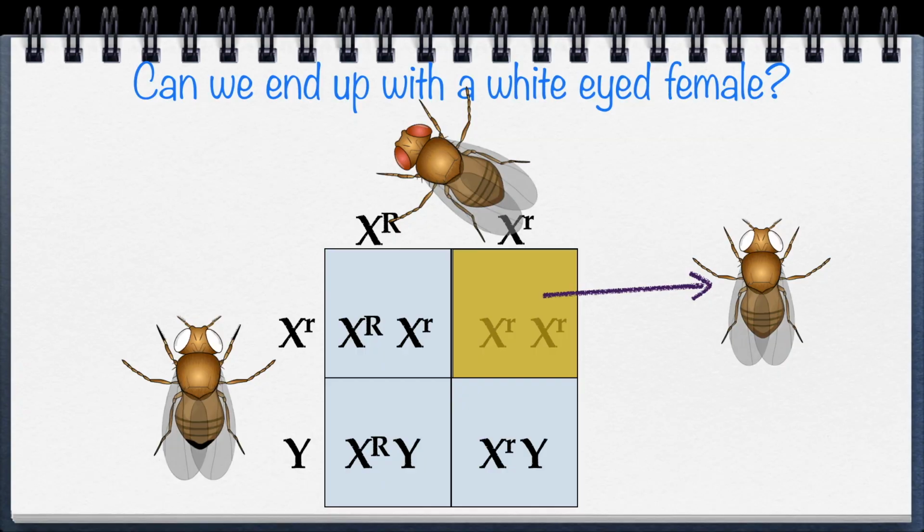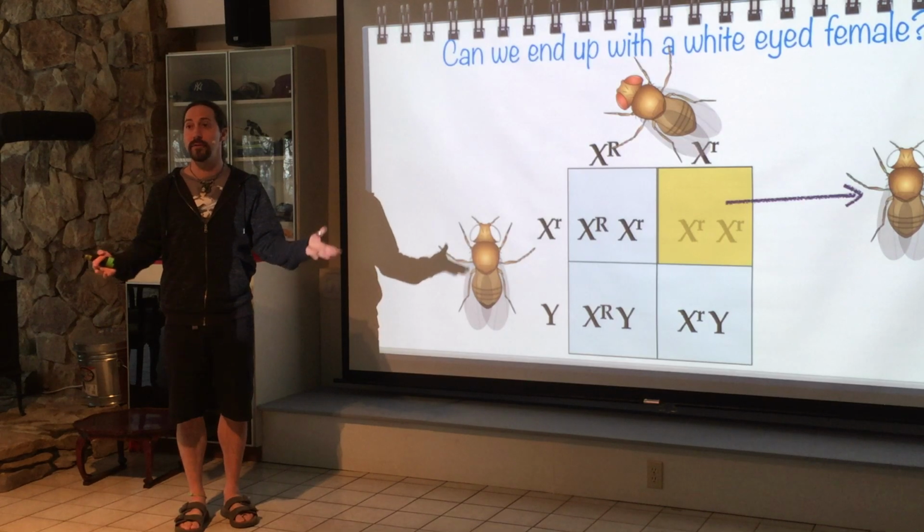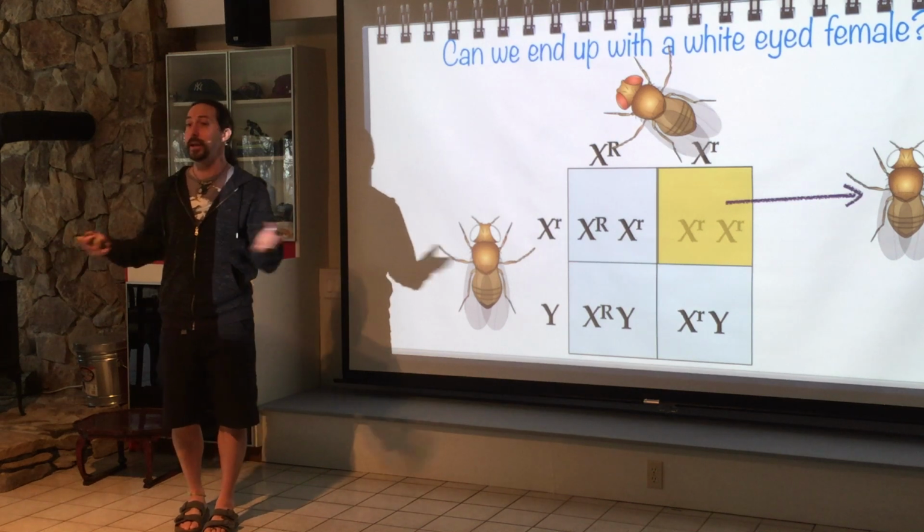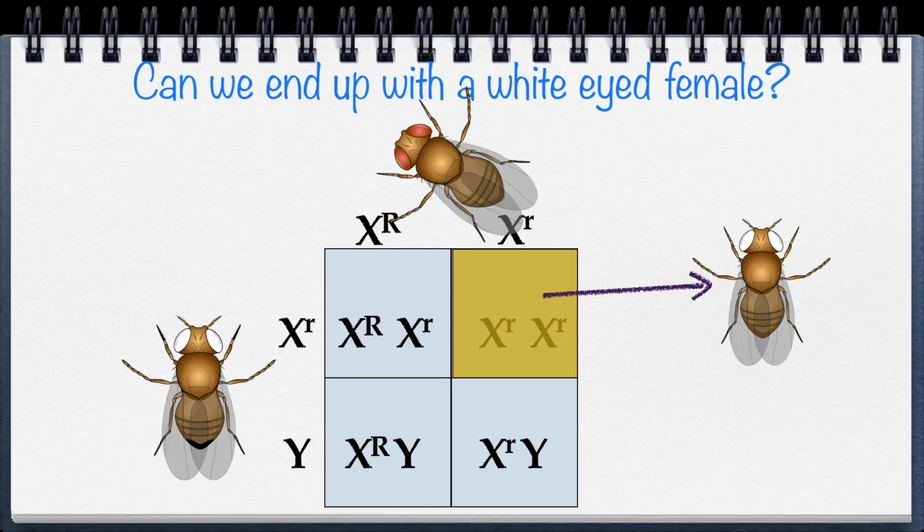If the female parent had white eyes and the male parent had white eyes, then 100% of their offspring will have white eyes because that's the only allele that would be present. There would be no red eye allele in either of the parents. So you can only end up with white eyes.